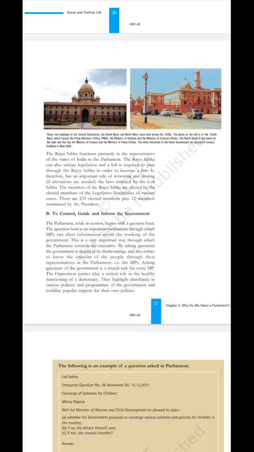The following is an example of a question asked in Parliament. Lok Sabha. Unstarred question number 48 answered on 15/12/2017. Convergence of schemes for children. Manoj Rajoria: Will the Minister of Women and Child Development be pleased to state whether the government proposes to converge various schemes and policies for children in the country? If so, the details thereof, and if not, the reasons therefor.